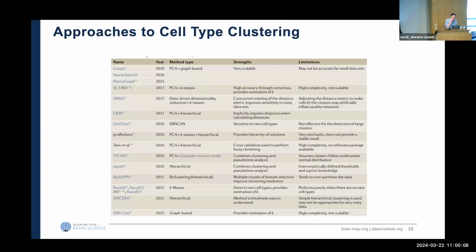We're talking about how you do this clustering when we organize these atlases, and there are many methods for doing this kind of thing. I'm going to tell you a little bit more about the method we used when we organized this data, but this is just a slide showing some of the strengths and limitations of various different methods for clustering genomic data.